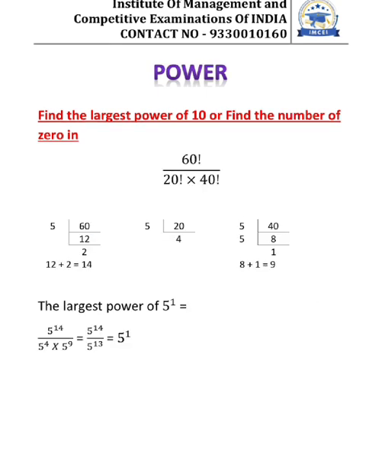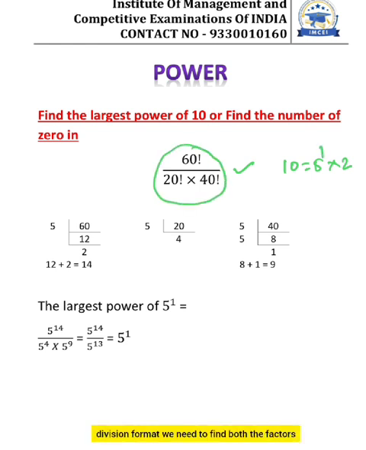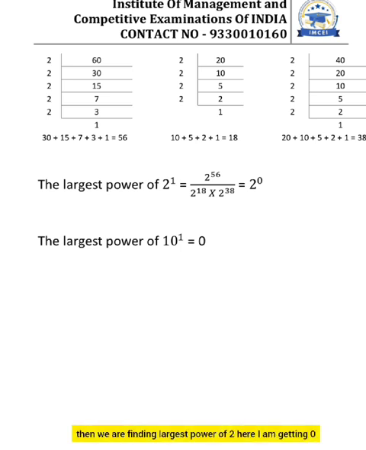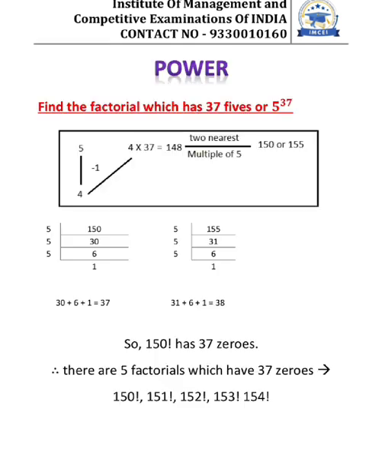The next question is to find the largest power of 10 in this expression. Now if I break 10, I get 5 into 2. But remember, if the expression is in division format, we need to find both the factors. We need to consider both 5 and 2. So first finding the largest power of 5 to the power 1, I get 1 only. And then finding the largest power of 2, I get 0. So the final answer, the number of 0s, will be 0.